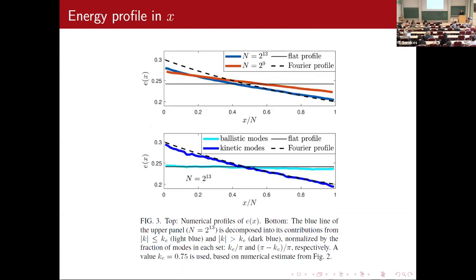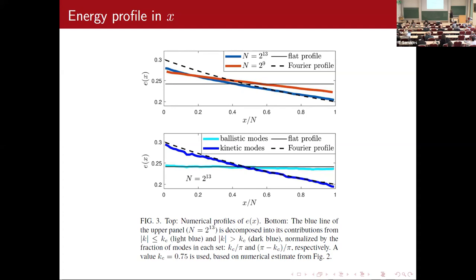You can also look at the temperature profile, well, the energy profiles in the system. This is for blue, N to the 13 particles, and red is N to the 9 particles of the system. We see that if you increase the number of particles, the profile gets closer to the Fourier expected law. So the dashed line is what we expect from Fourier's law.